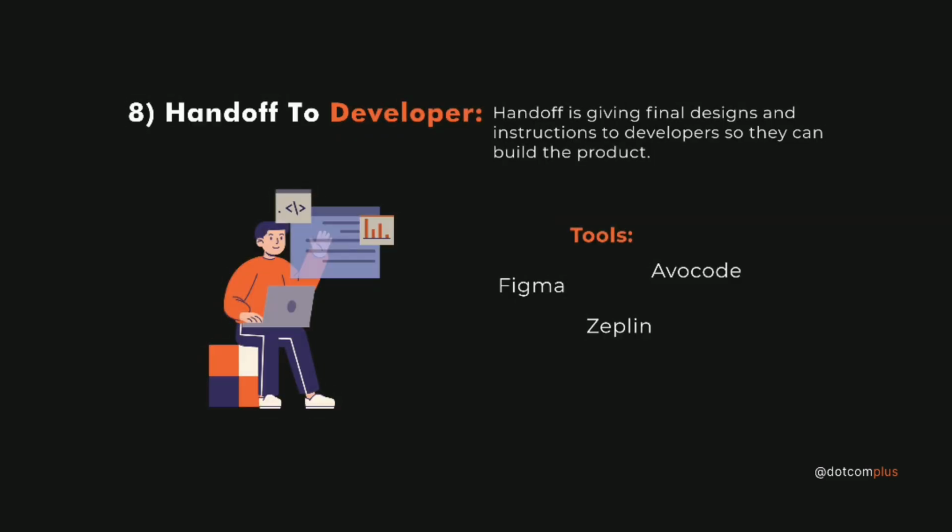The eighth step is handoff to developer. This means giving the final designs and instructions to developers so they can build the product. Tools like Figma, Avocode, and Zeplin are used to hand over the designs.